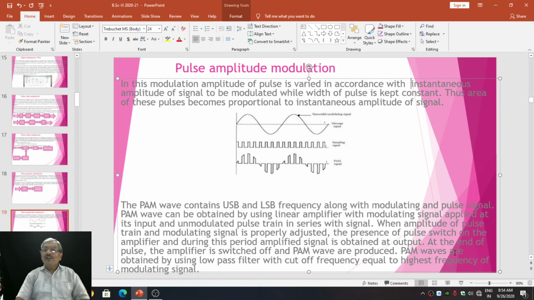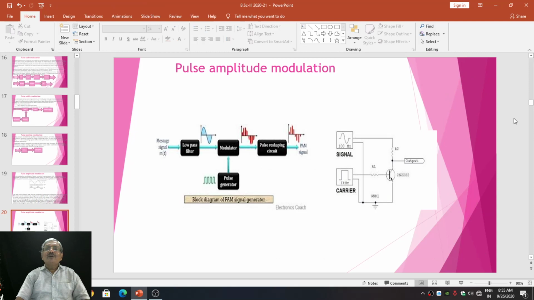The pulse amplitude modulated waves are obtained by using a low pass filter with a cutoff frequency equal to the highest frequency of the modulating signal. Means the circuitry that is used to produce the pulse amplitude modulation makes use of a low pass filter whose cutoff frequency is adjusted equal to the highest frequency of the modulating signal. So let us see the same with its corresponding circuit diagrams.